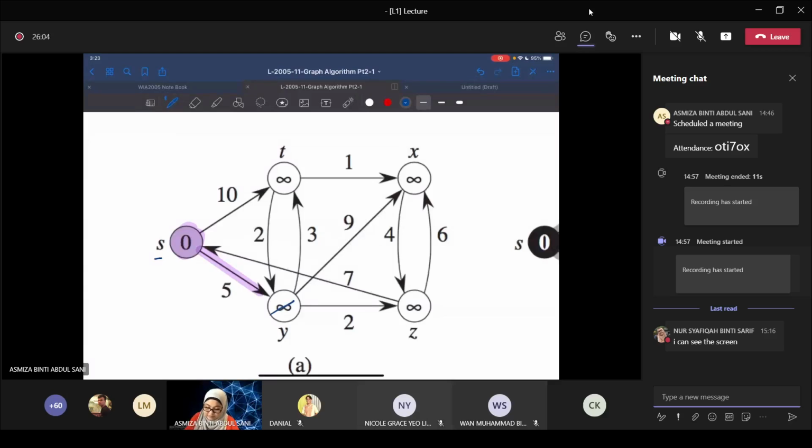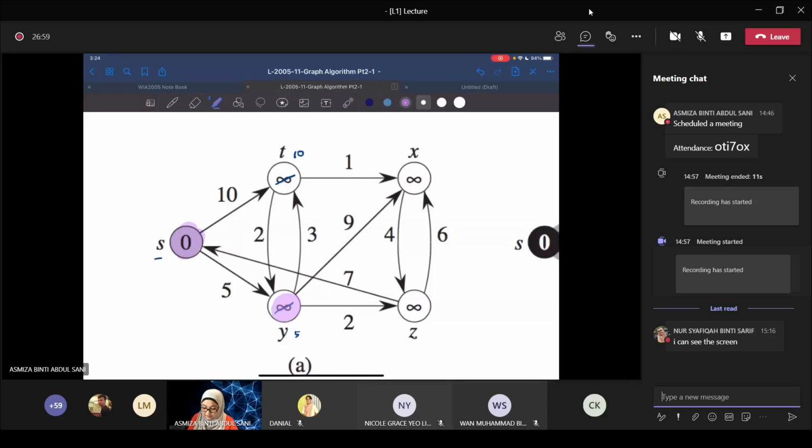is 5. Oh, sorry, before we do the relaxation, since from S we can go to T and S can go to Y, we can actually update the distance for T and Y from S. So the distance from S to T would be 10, and from S to Y would be 5, right? Out of all of these nodes, I like to use the word nodes, so I will just stick to nodes. Out of all these nodes, 10, 5, infinity, and infinity, we are going to choose the smallest one to process next.